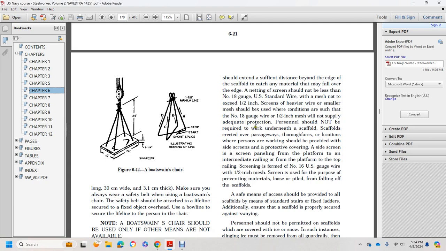Personnel should not be required to work underneath the scaffold. When a scaffold is erected over a passageway or thoroughfare, protection for persons passing should be provided. Side screens are protective covering. The screen paneling extends from the platform to an intermediate railing and from the platform to the top of the railing. Screening is formed with number 16 U.S. standard gauge wire with 1/2 inch mesh. The screen is used for the purpose of preventing loose material from piling up and falling off the scaffold.